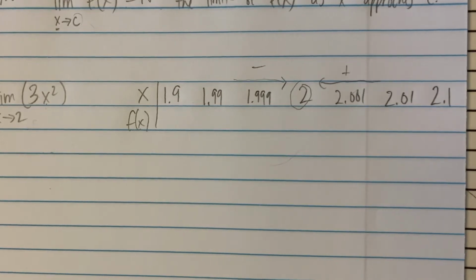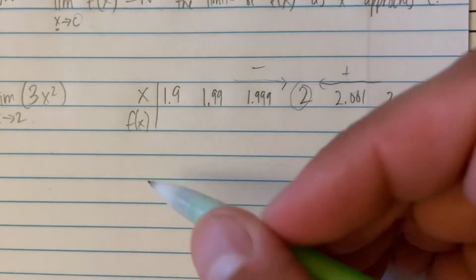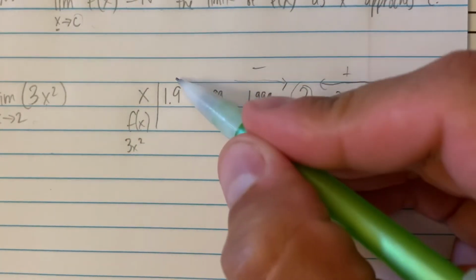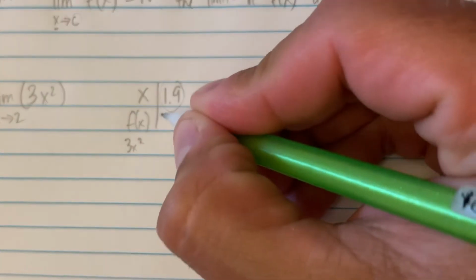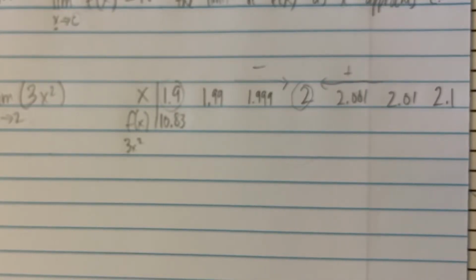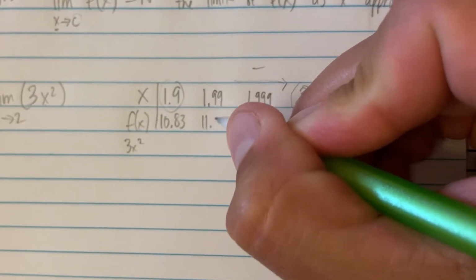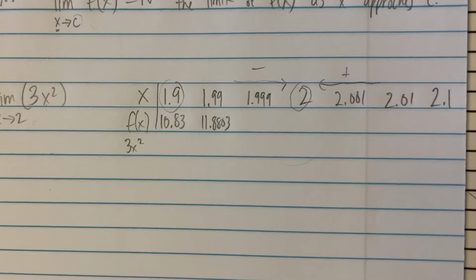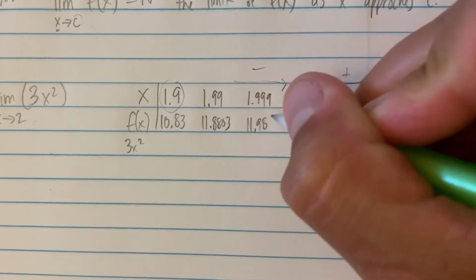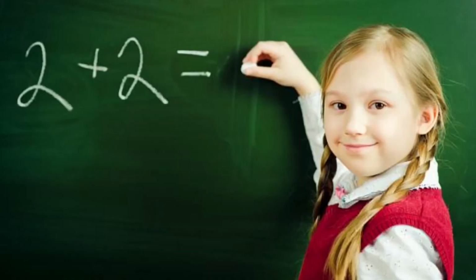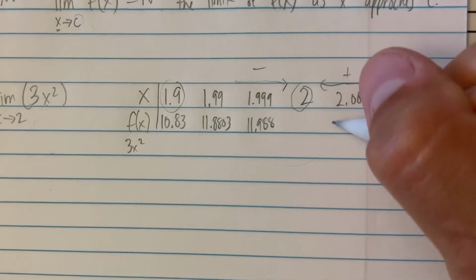All right, so what we want to do is evaluate our function, which in this case is 3x squared. I'm going to take 1.9 and plug it in. So we're going to type 1.9 squared, and we multiply that number by 3, and we get 10.83. And so now next we'll take 1.99 squared, and we'll multiply that number by 3. And I get 11.8803. And now I'll take 1.999 squared, and I multiply that number by 3. And I get 11.988. And I'm rounding these numbers off. Let's take 2.1 squared times 3, which is 12.012, right?